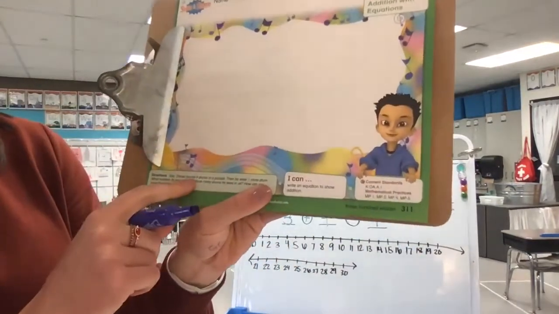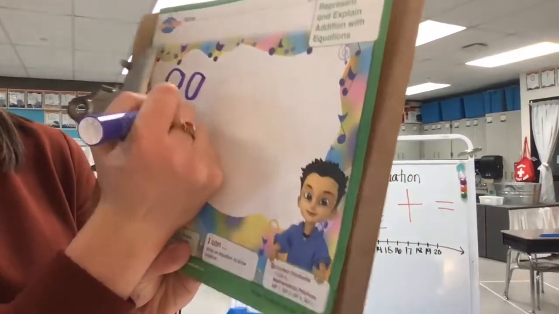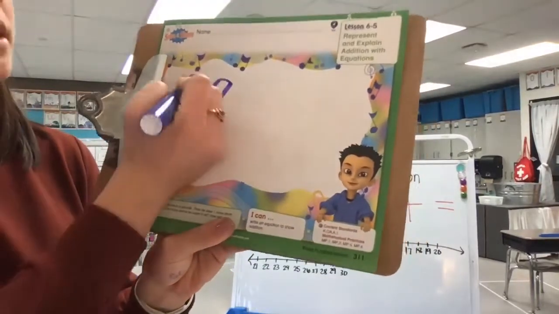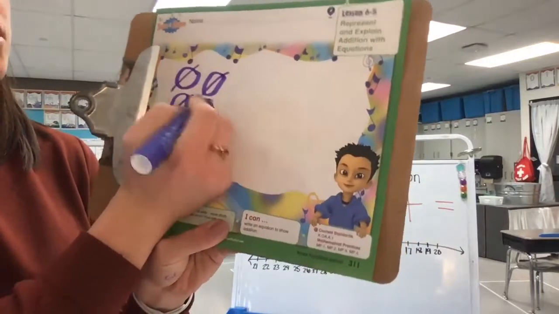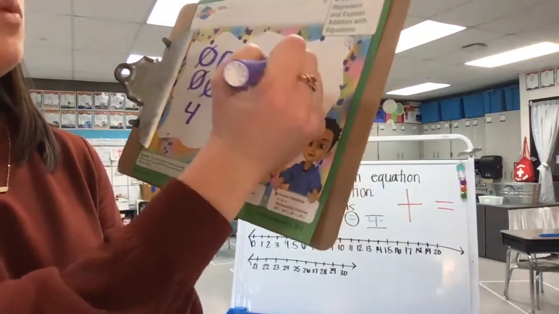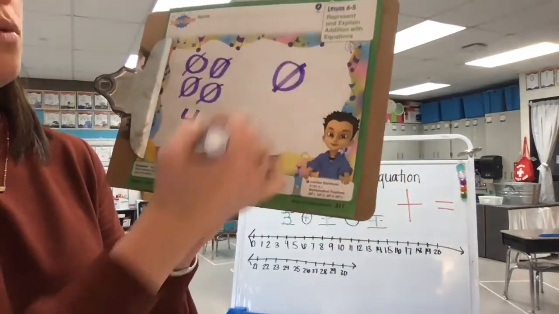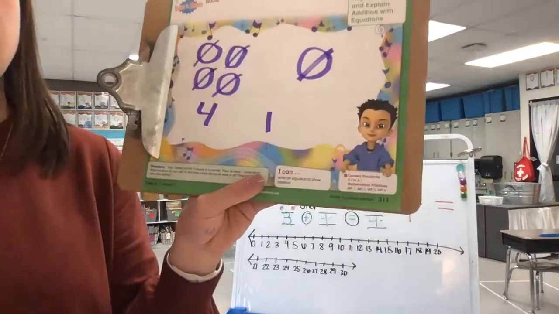So it tells us he sees 4 drums. So let's draw 4 circles to represent the drums. And then let's count and mark those out. 1, 2, 3, 4, and write a 4 underneath. Okay, and then it says he sees one more drum. So let's draw a circle for our drum and write a 1 underneath.